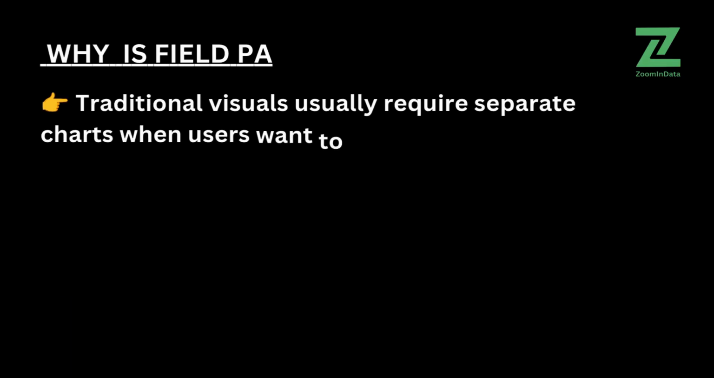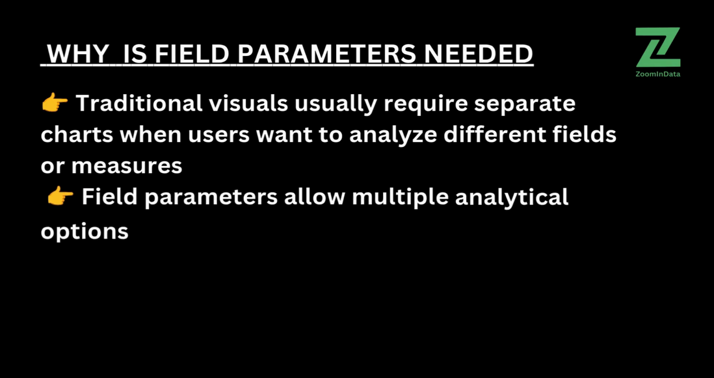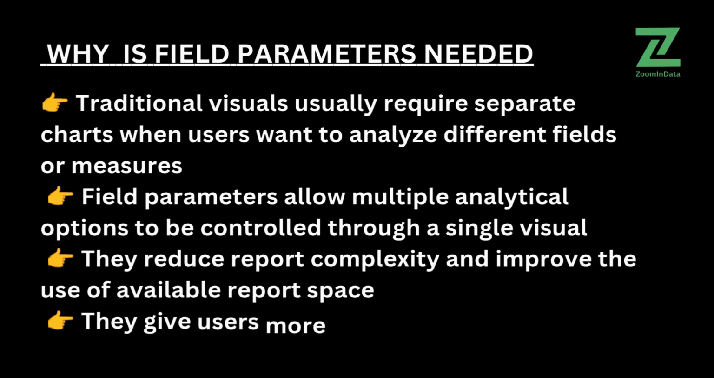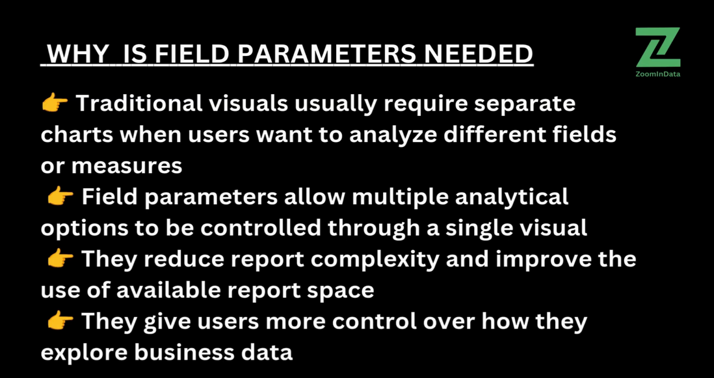Traditional visuals usually require separate charts when users want to analyze different fields or measures. Field parameters allow multiple analytical options to be controlled through a single visual. They reduce report complexity and improve the use of available report space. They give users more control over how they explore business data.